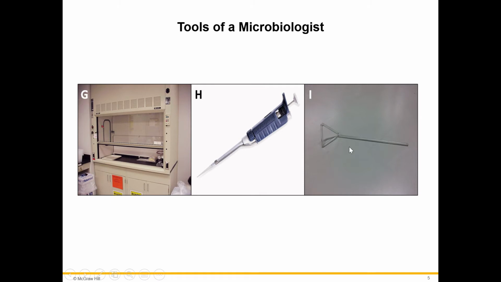This is a cell spreader. A cell spreader is used to spread cells around on a solid medium. So if you remember that agar plate we had, a cell spreader can be used to push the cells around on that solid medium.